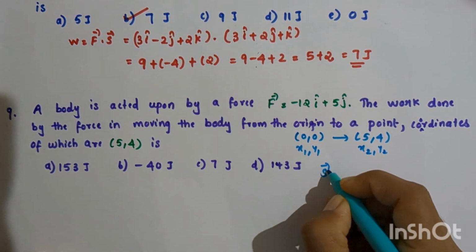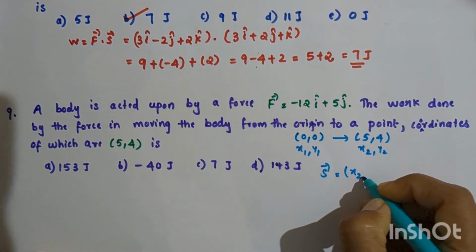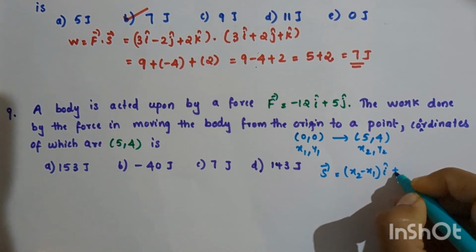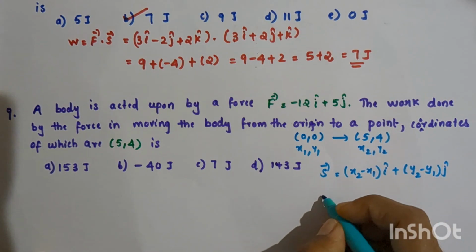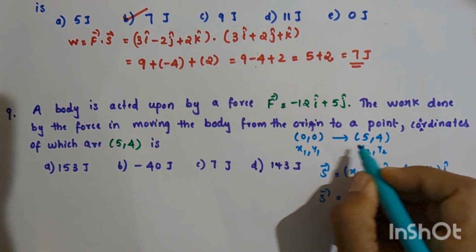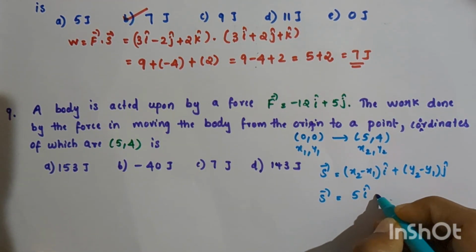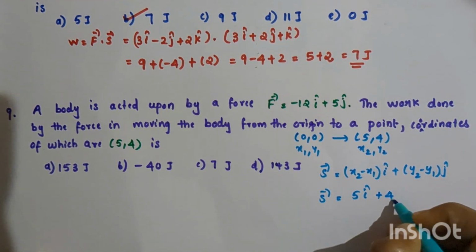So what about the displacement vector? It will be x2 minus x1 into i cap plus y2 minus y1 into j cap. So this displacement vector will be equal to what? 5 minus 0, which is 5 into i cap, plus 4 minus 0, which is 4 into j cap.